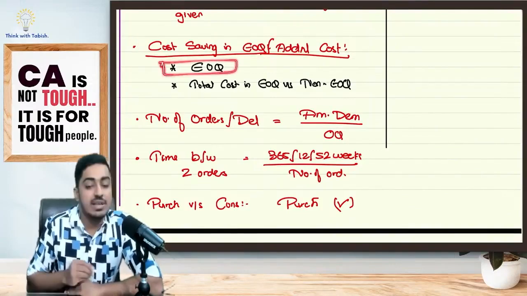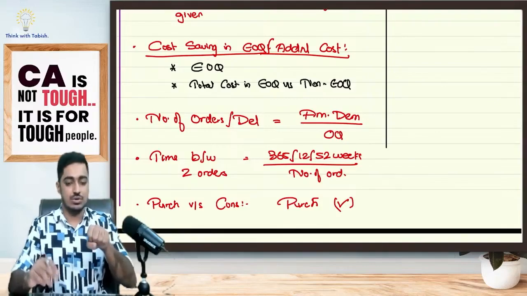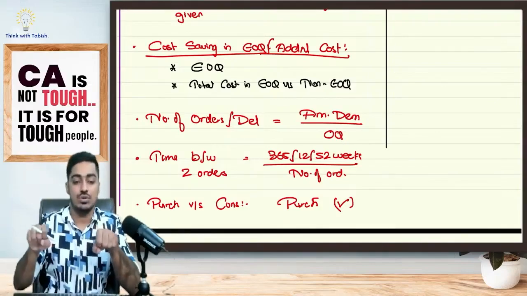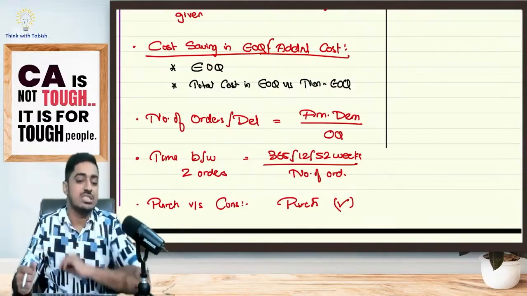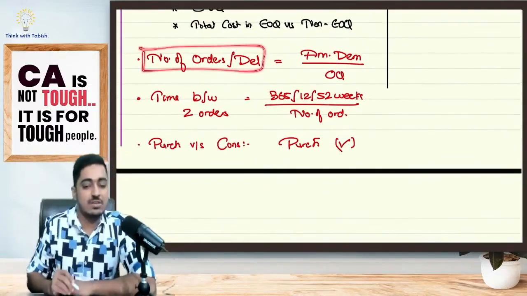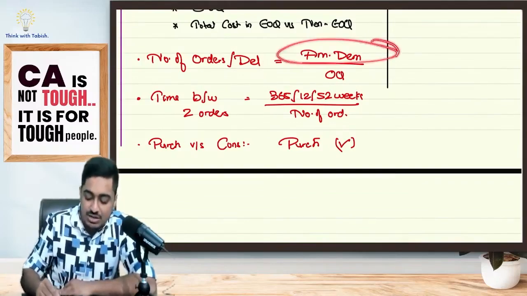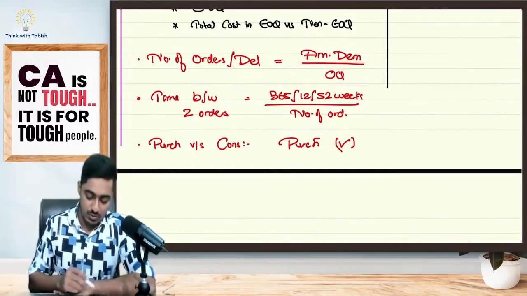Step 1, I will calculate EOQ. Step 2, I will calculate the total cost in EOQ as well as total cost in non-EOQ. The difference is the cost saving or the additional cost. Great. Number of orders, number of deliveries, we told both are going to be one and the same only. How do I get it? It is nothing but annual demand of raw material divided by ordering quantity.